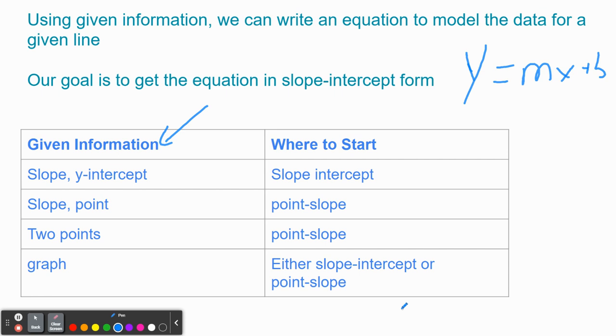If you have the slope and a point that's not the y-intercept, you'll want to go to point-slope form, that is y minus y1 equals m times x minus x1. If you're given 2 points, you can also do point-slope form. And if you have a graph, you can do either one. And we're going to go through each of those right now. As an example, most of this video is just going through a few examples.